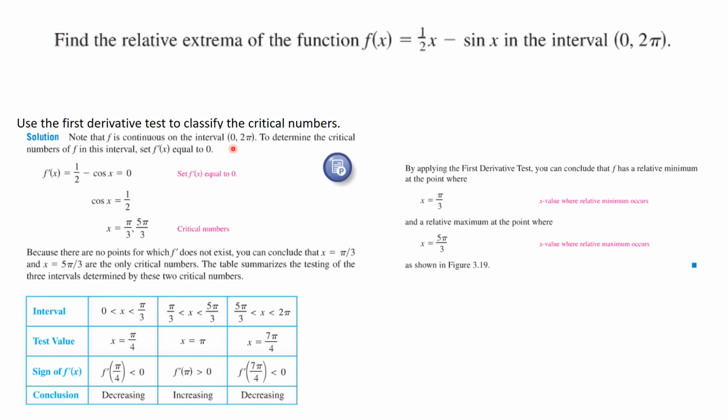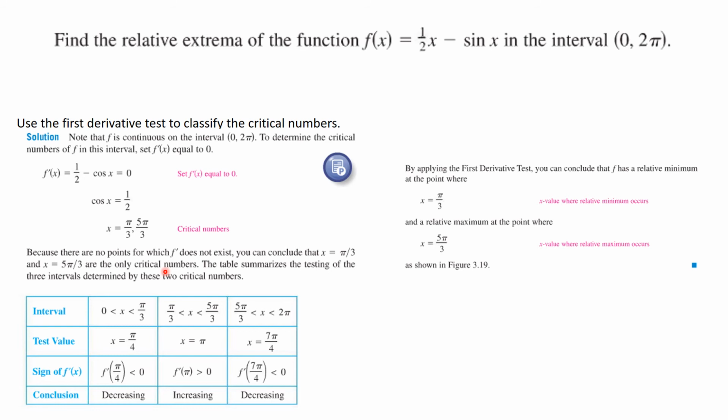Okay, since f is continuous on this interval, we're going to find the critical numbers. So we'll take the first derivative, and you ought to be really good at this now. This is 1/2 minus cosine x, and we set that equal to 0, which means we're solving this equation, and we will get these as critical numbers. Now you might say, oh, there's a whole bunch of places where that happens, but not in this interval. These are the only two places in this interval. Yes, you do have to solve trig functions. Because there are no points for which f prime does not exist, you can conclude that these two are the only critical numbers.